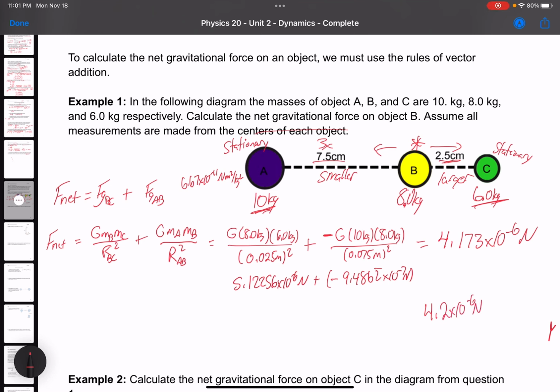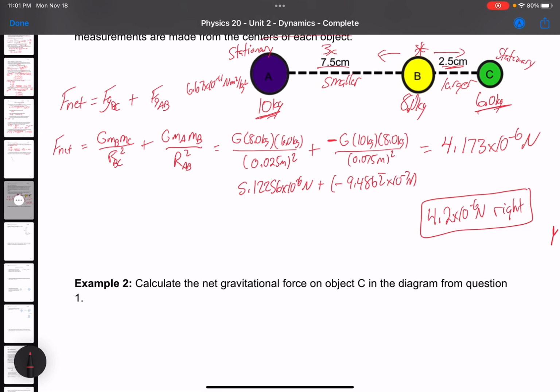And in a situation like this, direction is very important. So I'm going to say to the right. And that would be my final answer for that one. So it's very much so using the formulas from the last unit. I'm just kind of tying them all together now.